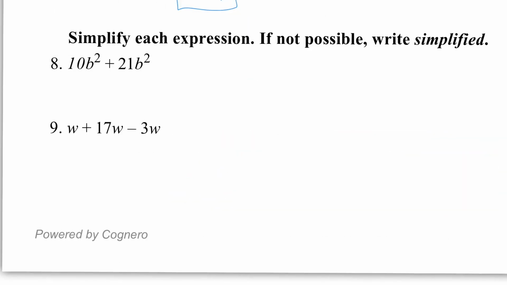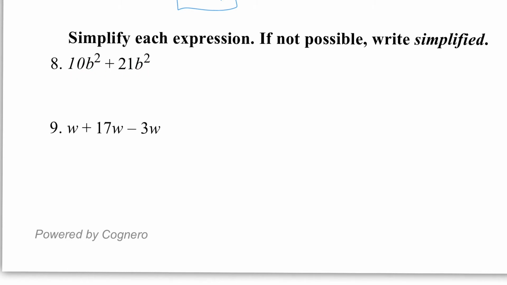So number 8, now we're going to combine like terms. It says you want to simplify the expression. So when you want to simplify, combining like terms is you are looking for the numbers that have the same variables, and the variables have the same exponents. So number 8, we have a 10b squared, and you're adding plus 21b squared. Those are like terms. Yes, they are, because they both have a b squared.